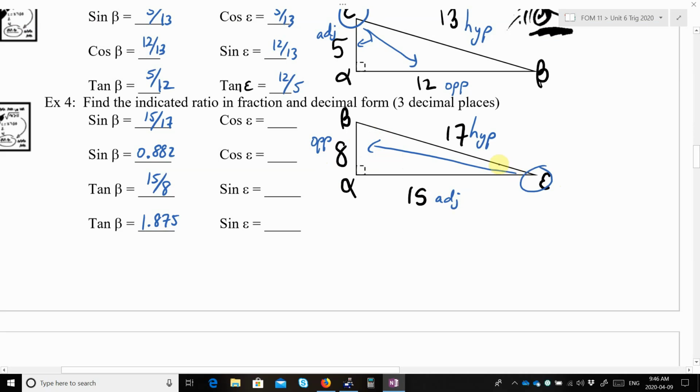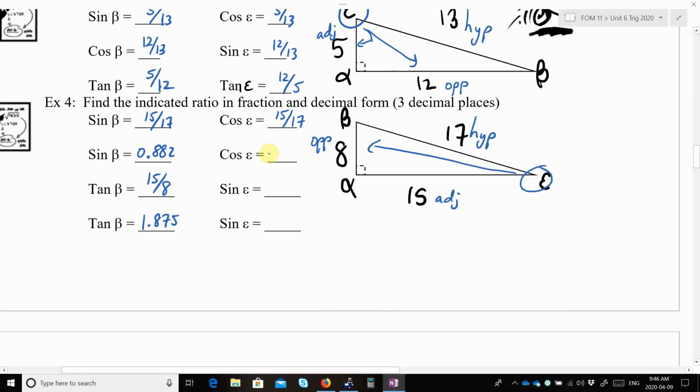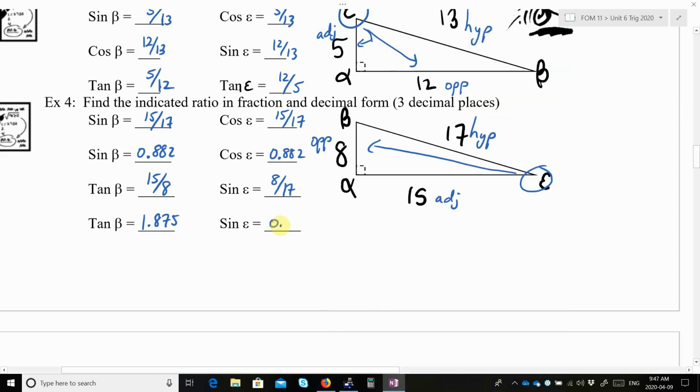Cos of epsilon, cos is adjacent over hypotenuse, so that would be 15 over 17. Well, we already worked that out before, so that's 0.882. And sine of epsilon, sine is opposite over hypotenuse, so 8 over 17. And that is 0.471, let's say, to 3 decimal places.